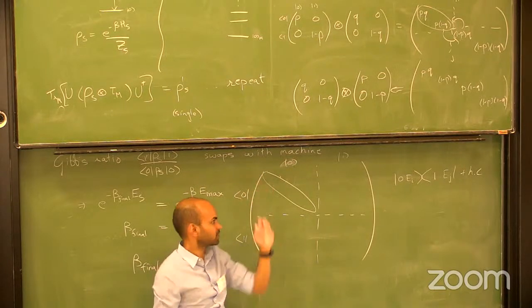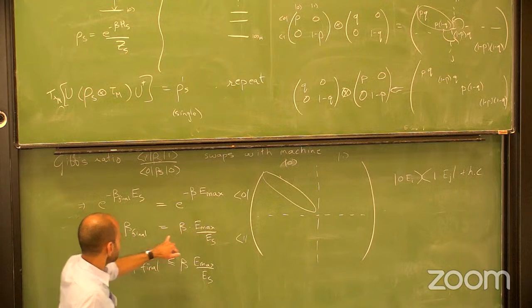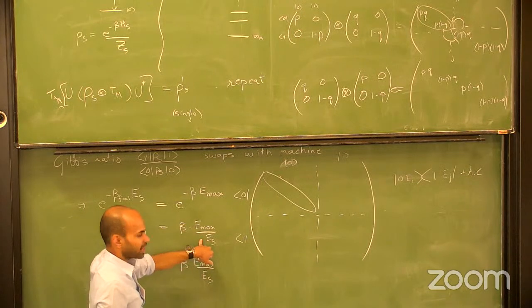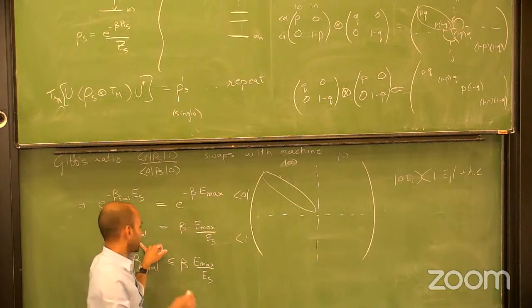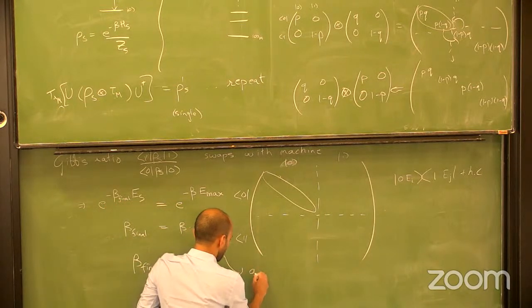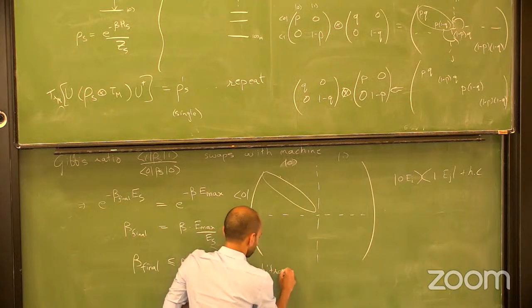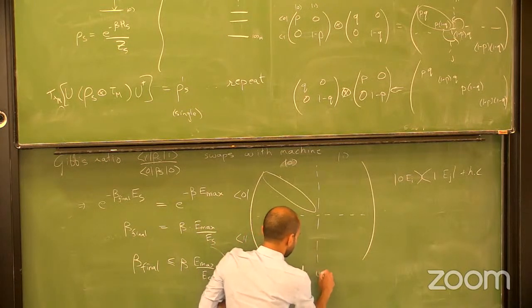So in fact, this beta final, beta Emax upon ES, is a tight upper bound on what the final temperature of the system can be in the case of arbitrary dimension and unbounded repetitions.